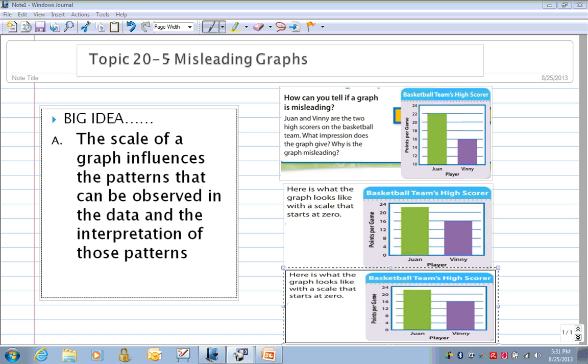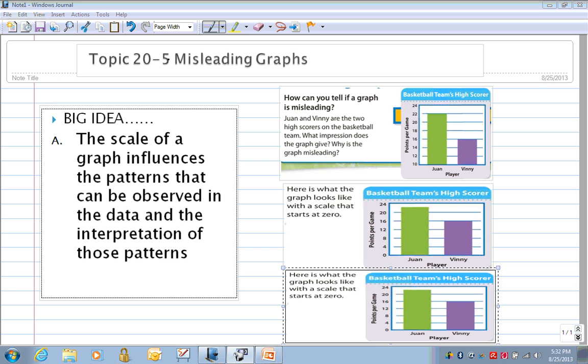The big idea is that the scale of a graph influences the patterns that can be observed in the data and the interpretation of those patterns. That's a lot of words. First of all, when we go up to this scale, remember we talked about this scale in our other graphs that we made, and we talked about intervals, what the intervals were, but what are the numbers at the sides or even at the bottom depending on the type of bar graph.